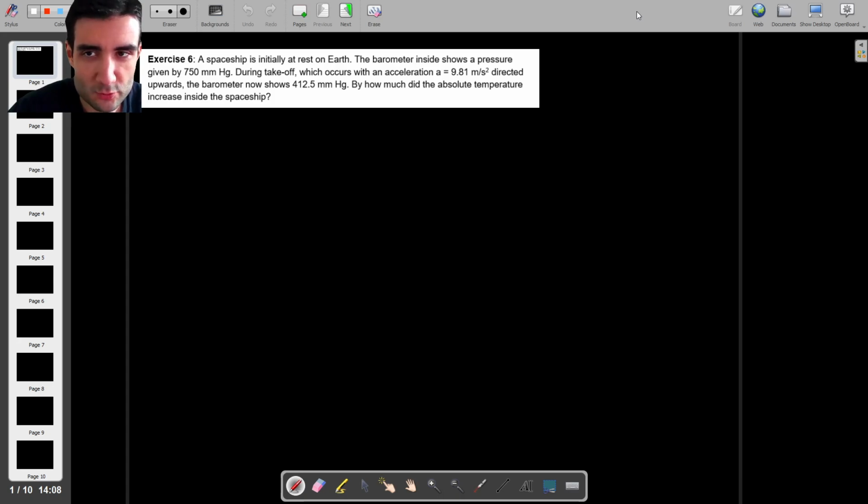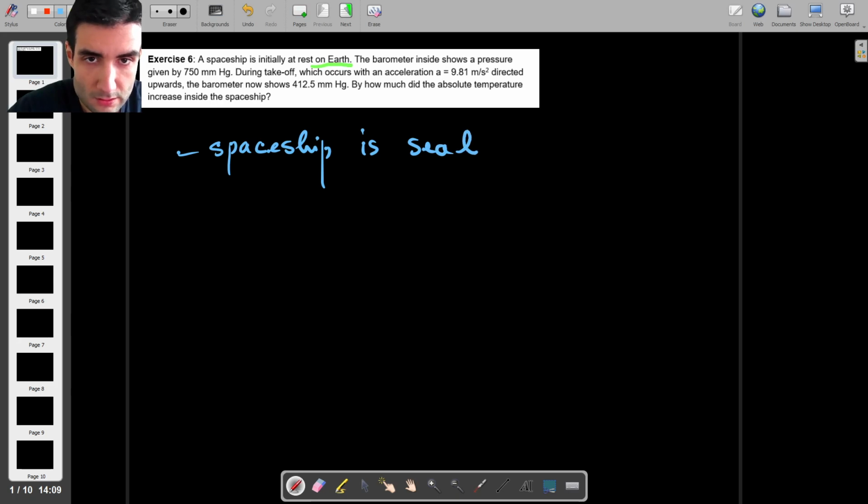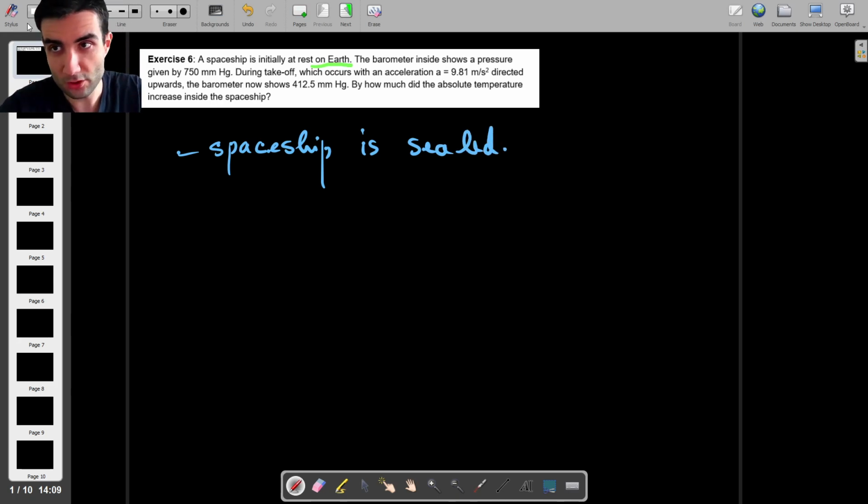The question starts by saying that we're dealing with a spaceship which is at rest on Earth. Inside the spaceship, there's a barometer which shows the pressure inside the spaceship. One of the assumptions for that to happen is that the spaceship is sealed, which is what you want to be the case if you're launching the spaceship to space, obviously. You don't want any leaks or anything to happen. So the barometer inside shows a pressure given by 750 millimeters of mercury.